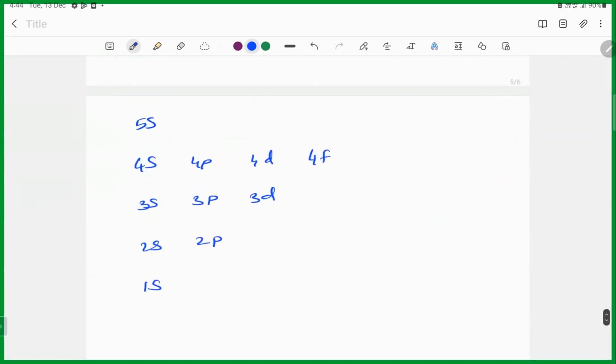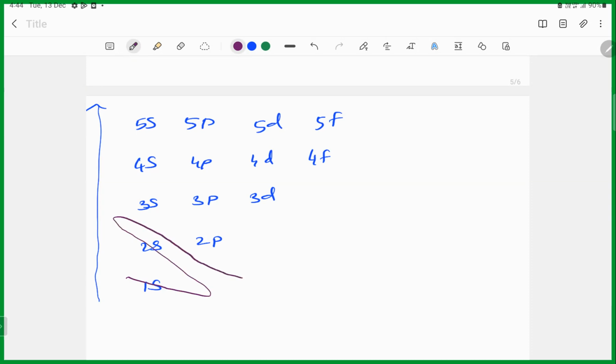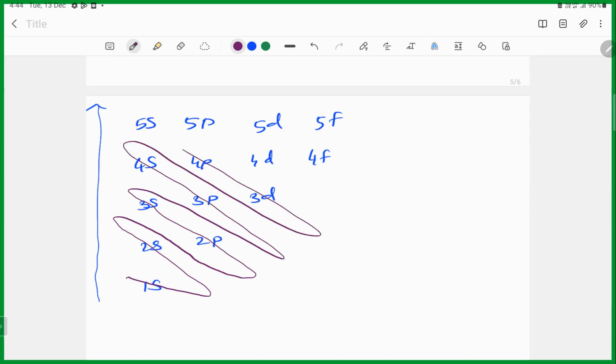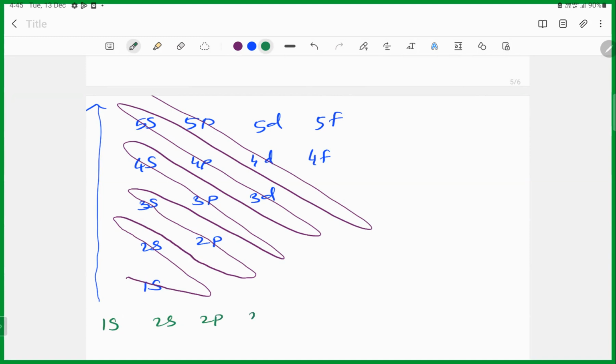And the fifth shell: 5s, 5p, 5d, 5f orbitals. So the electron energies go like this in orbital energy. First you have to fill the 1s orbital, then the 2s orbital, then the 2p, 3s, 3p, 4s, 3d, 4p, 5s, likewise. So now 1s orbital is lesser in energy than 2s orbital, then 2p, 3s, 3p, 4s, 3d, 4p.